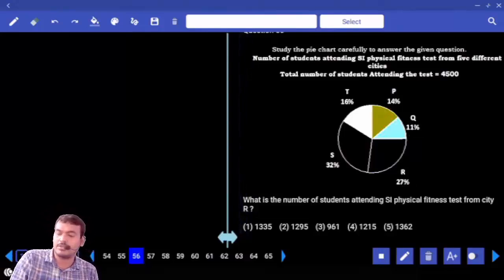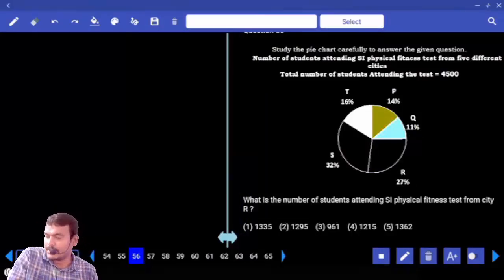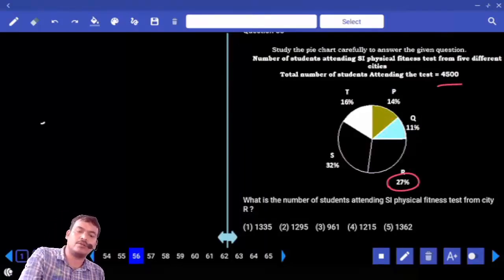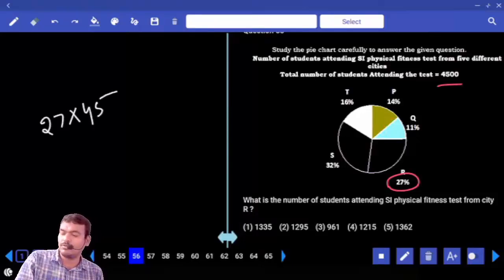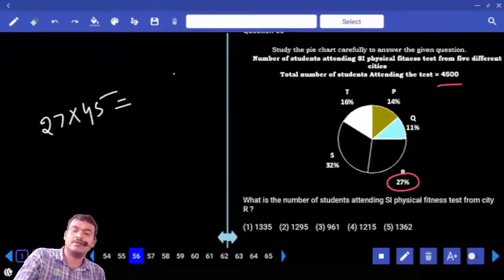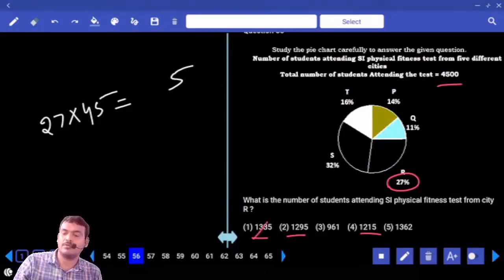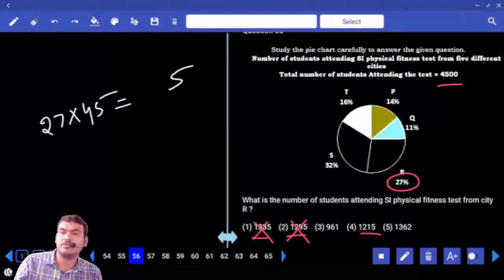Okay. What is the first question? What is the number of students attending physical fitness test from city R? What is the R percentage? 27%. Of which value? 4,500. Then we write 27 into 45 or not? 27 into 45 means ending with 5 or not? How many options? 3 options or not? Okay. 27 means 9 multiple or not? First option 9 multiple? No. Second option? No. Fourth option?